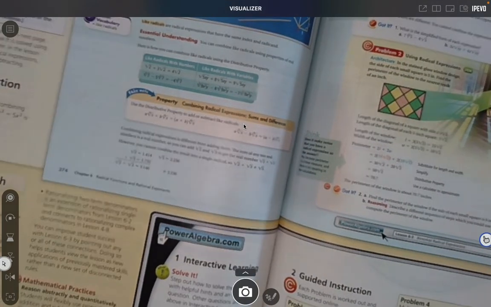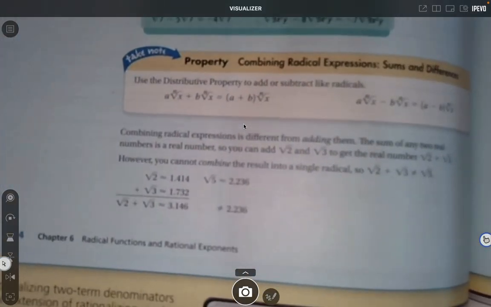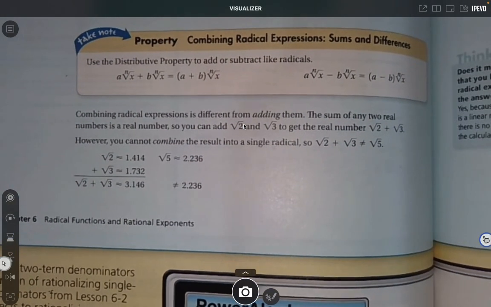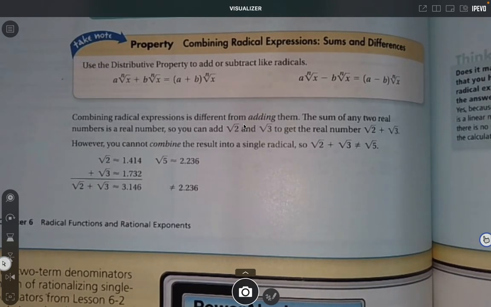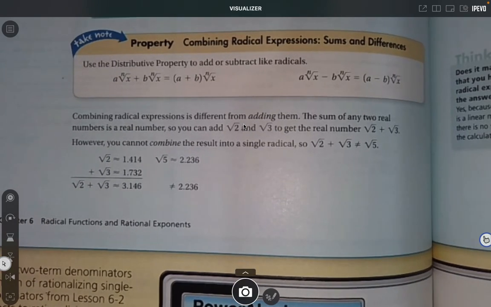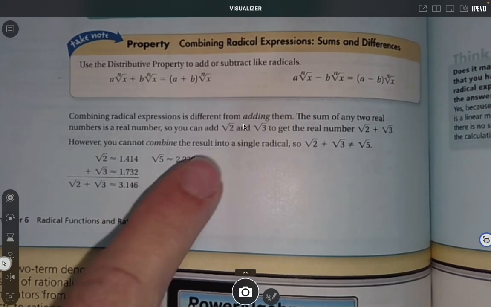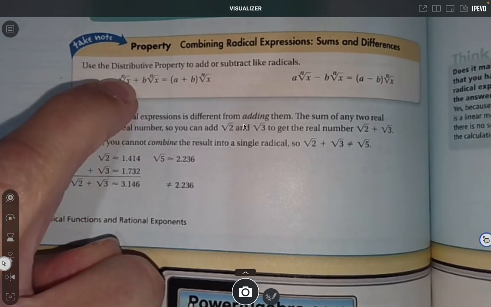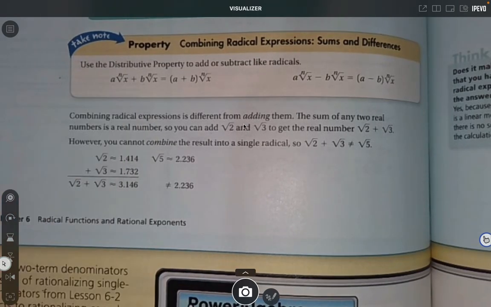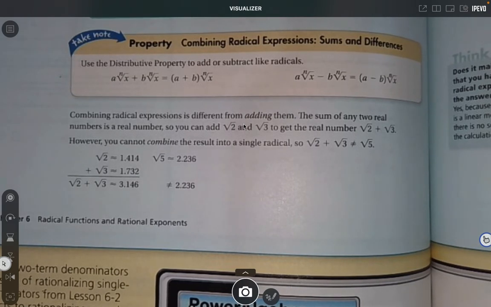Okay, so what we're doing today is combining like terms, all right? But this time our terms have square roots or cube roots or radical expressions. As long as they're the same, you can add them, meaning that index, that little number. If they're both square roots, you can add them. If they're both cube roots, you can add them or subtract, okay?